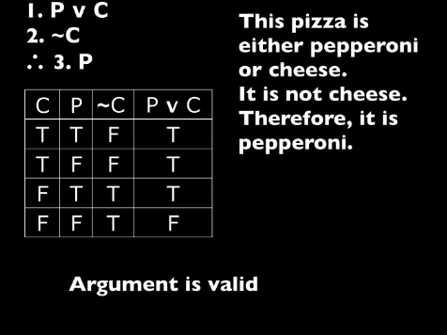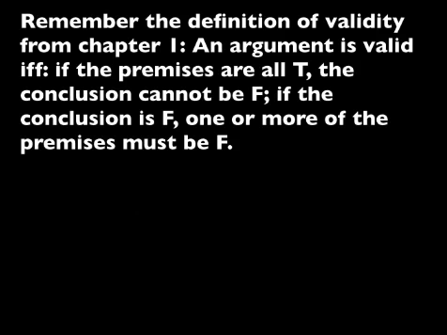Now you might ask, why does this work? Why is it that we can determine argument validity by joint implication? Okay, well, I'll explain that, and then I'll come back and we'll do a few more examples. Remember the definition of validity from chapter 1, okay? An argument is valid if and only if, by definition, this is a deductive argument, if the premises are all true, the conclusion cannot be false. Or to put it another way, an equivalent way, if the conclusion is false, one or more of the premises must be false. And that's just what valid means.